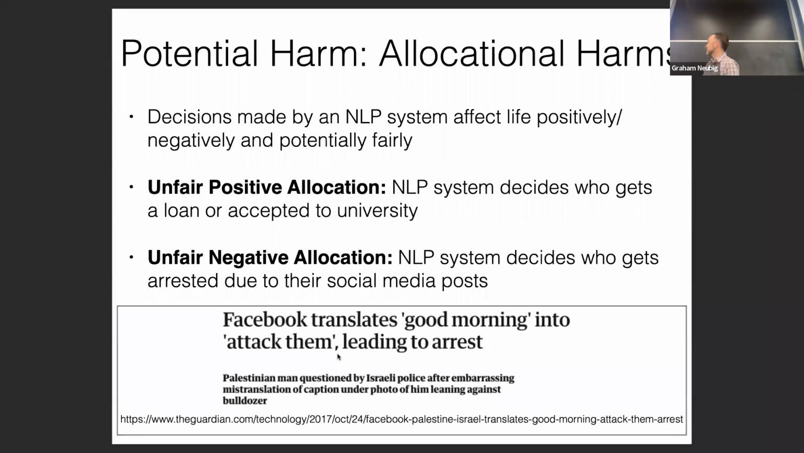So this is an example of where an NLP system is in the loop for making a decision about something as consequential as whether somebody gets arrested or not. And if it fails, then that causes harms. So these are allocational harms. These are where a system is deciding whether to give somebody some sort of positive benefit or negative benefit.